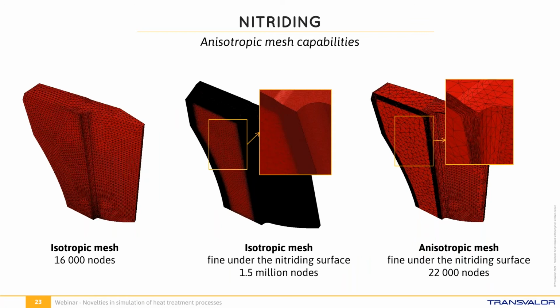The isotropic mesh on the left is not refined enough to model accurately the phenomena occurring within the diffusion layer. We don't have enough elements in the diffusion layer to model accurately. The second mesh is obtained by defining a mesh box with a mesh size of 0.05 mm on the part surface. The third mesh is obtained by generating an anisotropic mesh on the mesh box.